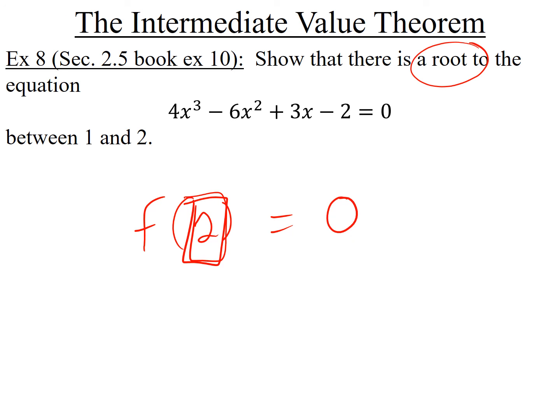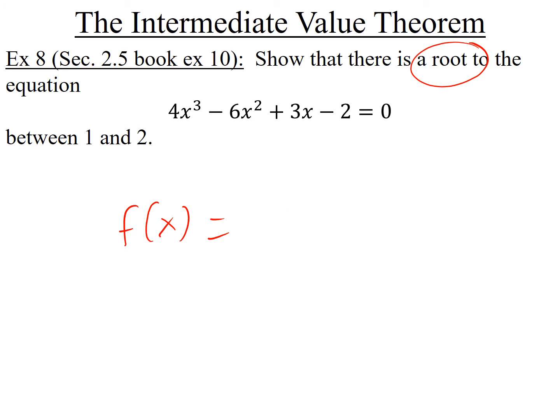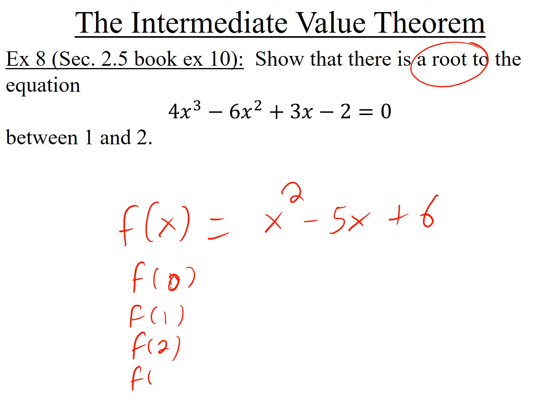So if you want a quick example of roots, if I look at something like f of x equals x squared minus 5x plus 6, let me go ahead and plug in some numbers here. Let's plug in 0, 1, 2, 3, and 4, just to see what we get out. If you plug in 0, you get 6. If you plug in 1, you get 2. If you plug in 2, you get 4 minus 10 plus 6, which is 0. If you plug in 3, you get 9 minus 15 plus 6, which is 0. Plug in 4, you get 16 minus 20 plus 6, which is 2.